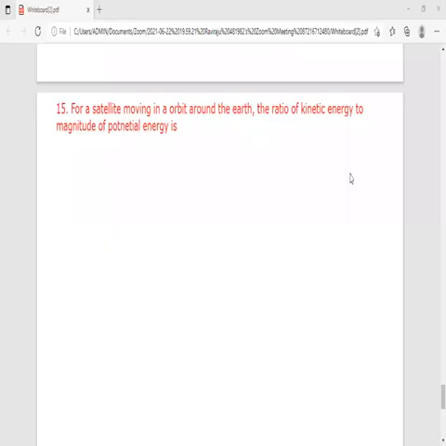For a satellite moving in an orbit around the Earth, the ratio of kinetic energy to magnitude of potential energy. I think I'll have to remember that. What is the equation for kinetic energy? I will write it here again. The equation for kinetic energy is what we got as the answer there: G capital M into small m by 2R only. And potential energy will be minus G capital M into small m by R only. You can understand from these two relations that potential energy is double the kinetic energy.